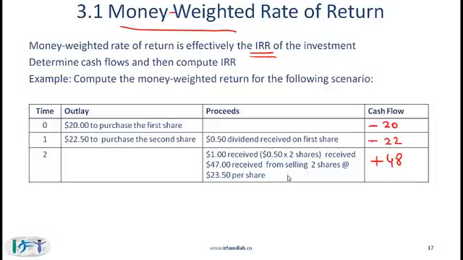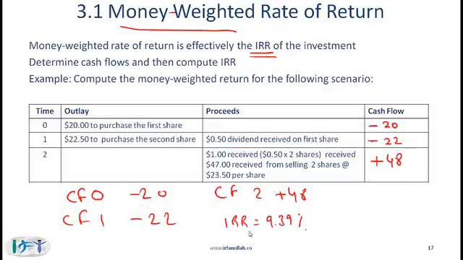So what is the IRR? What you do is, in your financial calculator, enter cash flow 0 is minus 20, cash flow 1 is minus 22, and cash flow 2 is plus 48, and compute the IRR. What you should get is an IRR of 9.39%.